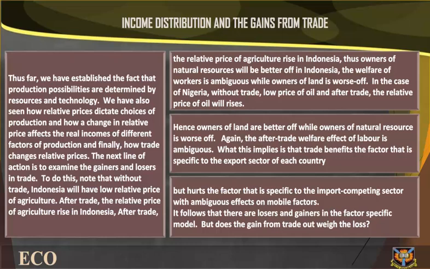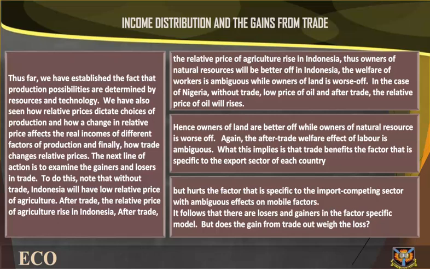Income distribution and the gains from trade. Thus far, we have established the fact that production possibilities are determined by resources and technology. We have also seen how relative prices dictate choices of production, how a change in relative price affects the real incomes of different factors of production, and finally, how trade changes relative prices. The next line of action is to examine the gainers and losers in trade.